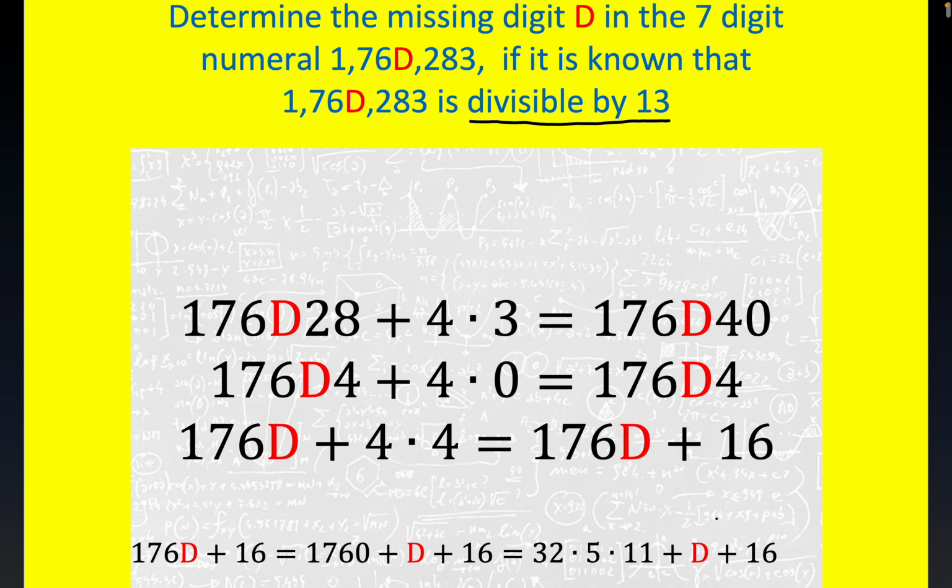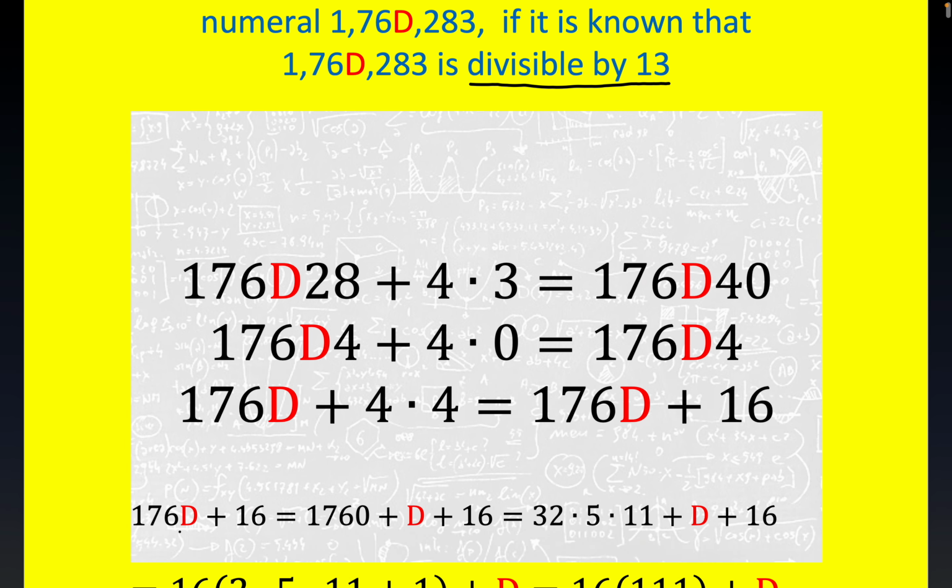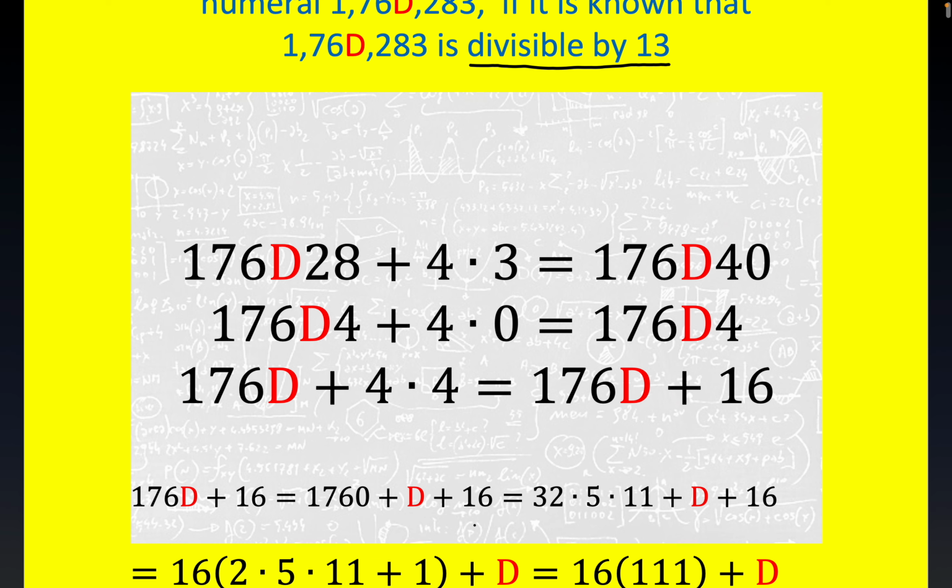And I got hung up a little bit here until I realized the approach was to rewrite it like this. 176D is the same as 1760 plus D, right? And you still have the plus 16 going on there. Now, here's where the only significant computation went on. This number right here is equal to 32 times 5 times 11. In other words, 1760, you have to take some time to determine its prime decomposition. It's 32 times 5 times 11. That's not too hard to see.